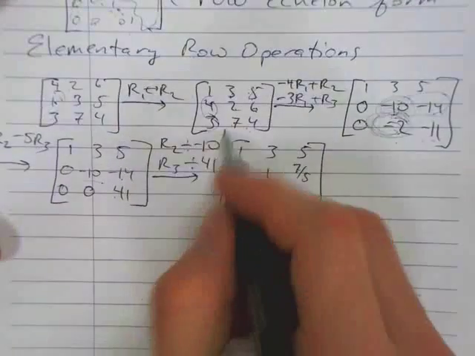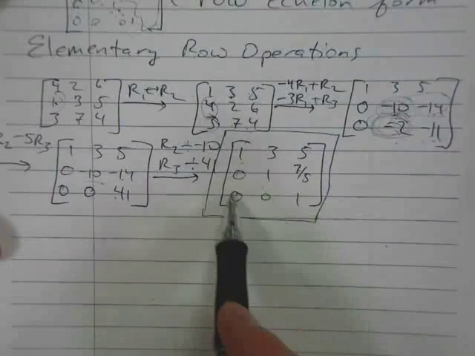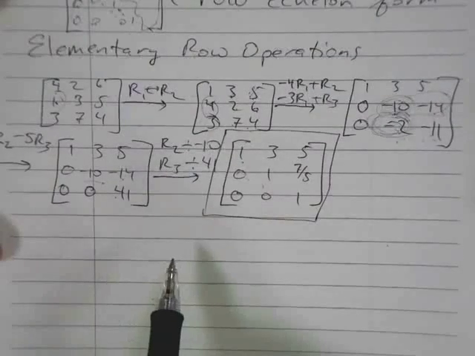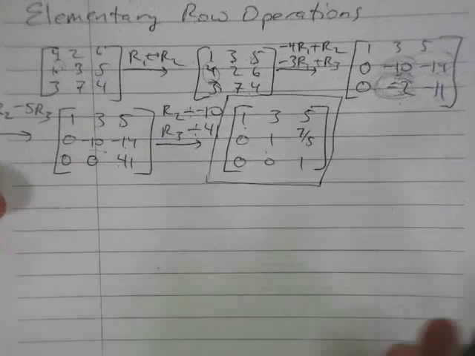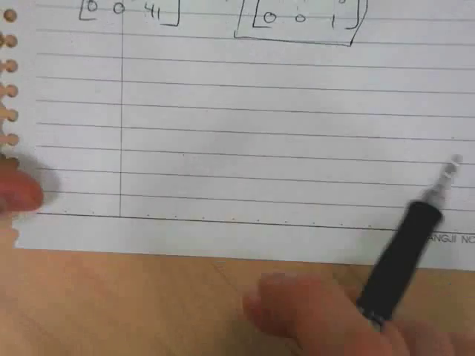And now this matrix is in row echelon form. It has zeros below the diagonal. It has 1s along the diagonal. Right? Now I'm going to go ahead and do an example that has a non-square matrix.